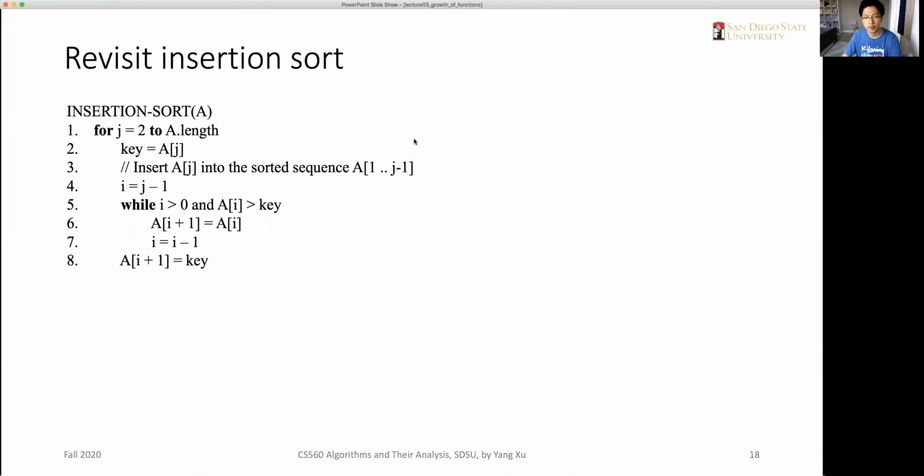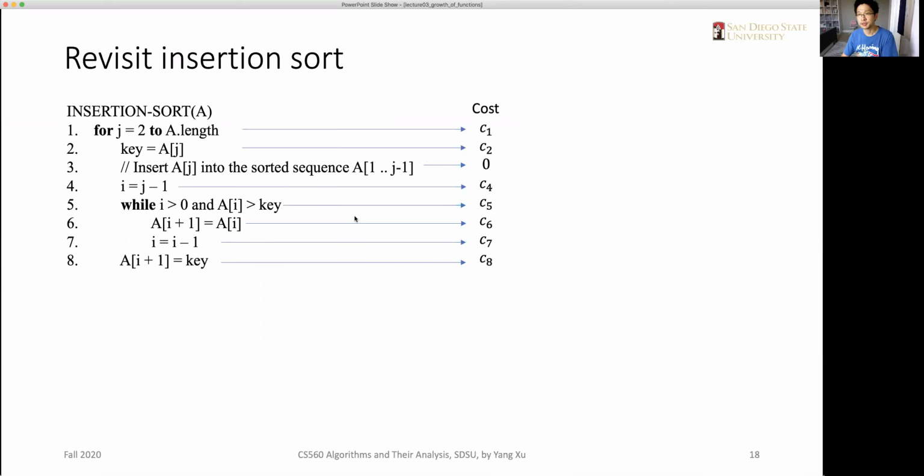Now I will use the big theta and big O notation to go through the insertion sort algorithm to analyze its running time. Okay, so this is the pseudocode we have already implemented, and just recall the way that we analyzed the running time previously in the getting started lecture. And we assume that executing each line of the code once will cost us a constant amount of time.